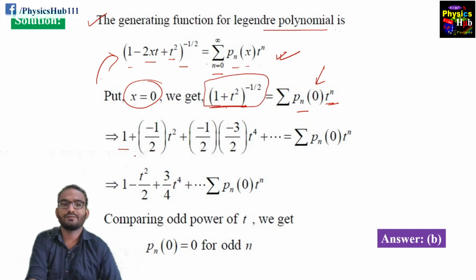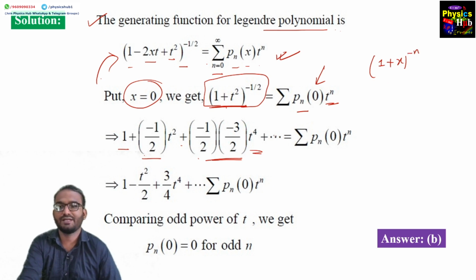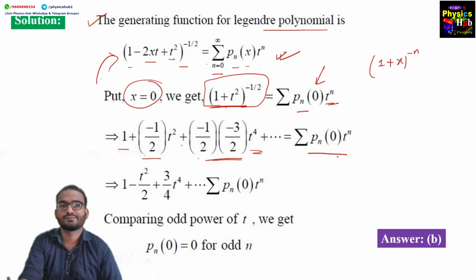Now we can expand this term in binomial expansion. So we get 1 minus half t squared plus minus half times minus 3 by 2 and so on. This is the standard expansion of 1 plus x to the power minus n. This expansion formula is being applied here, and we are getting this. Now you just compare the terms on both sides: 1 minus t squared by 2 plus 3 by 8 t to the power 4, and so on.